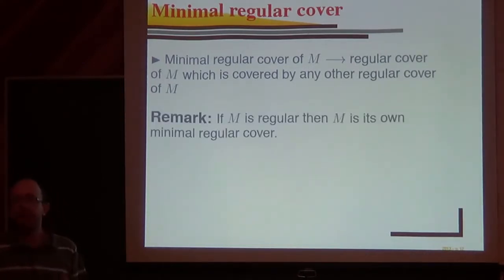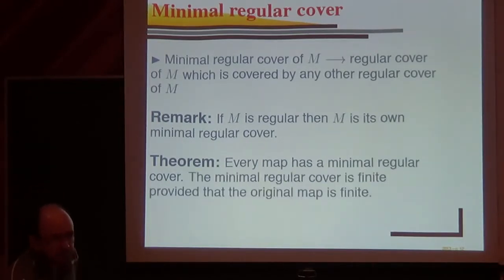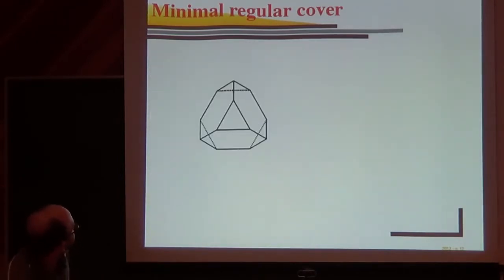So in particular, if I start with a regular map, it's a cover of itself, it's regular, so it's its own regular cover. And we know since several years ago that every map, it doesn't matter if it's finite or infinite, has a minimal regular cover, and even more, if the map is finite, then we know that the minimal regular cover is finite. So I will give an example.